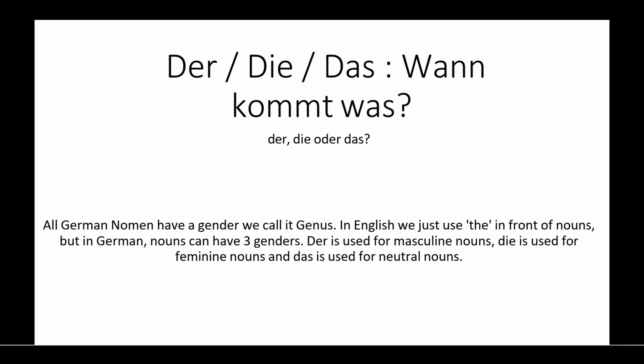As we know, all German nouns have a gender. We call it genus. In English, we just use "the" in front of nouns, but in German, a noun can have three genders. Der is used for masculine nouns, die is used for feminine nouns, and das is used for neuter nouns.